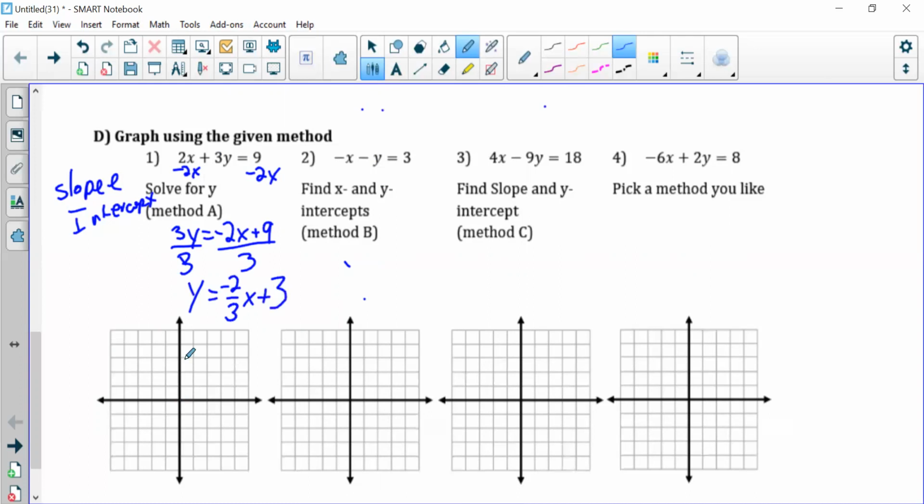Then we graph it. Y-intercept is 3, down 2 over 3, up 2 to the left 3, and there's my line. There we go, that's much better.